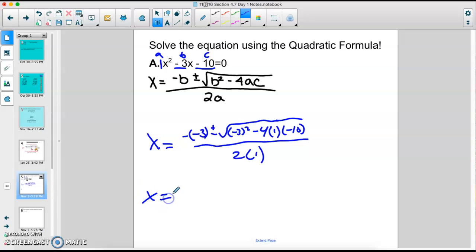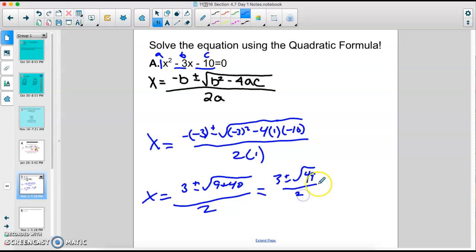Okay, and then we just start to simplify this. So negative minus a negative 3 becomes just positive 3, plus or minus the square root of negative 3 squared, which is 9. Negative 4 times 1 times negative 10 would be positive 40. And then all over 2. Okay, now we continue to simplify here: 3 plus or minus the square root of 49 all over 2.